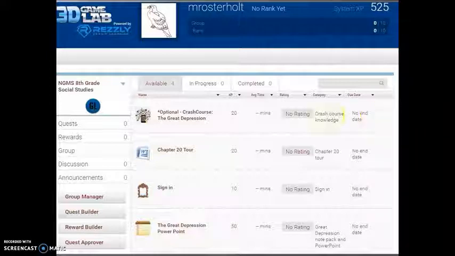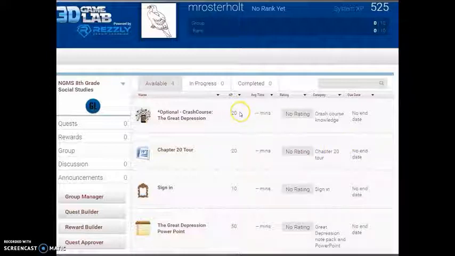So there's a crash course on the Great Depression, which is the subject of this chapter. There's a tour, which is embedded into the 3D Game Lab, where the students could access the tour, which is a survey of the chapter. They get points for signing in and get points for reviewing the PowerPoint. So the other steps that would be on there would be the power pack that's connected, or the note pack that's connected to the PowerPoint, and answer questions.